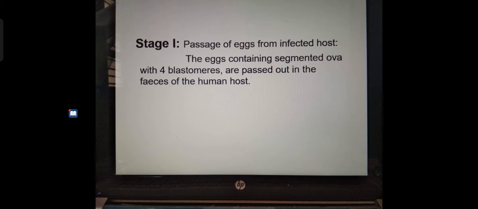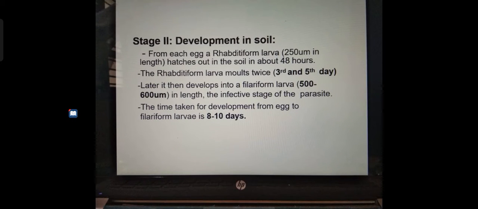In stage one, passage of eggs from the infected host. The eggs pass from the infected host by the feces only. From the feces, they will pass from one infected host to another host. And in the soil, the rhabdiform larva will develop into the filariform larva.